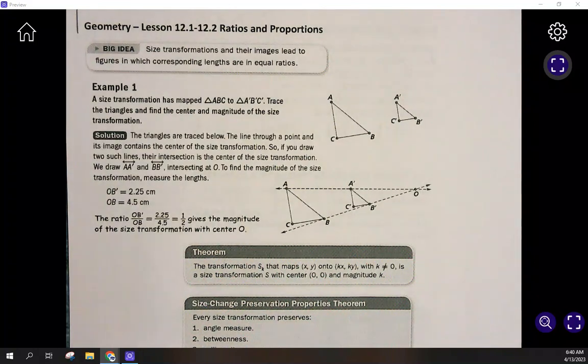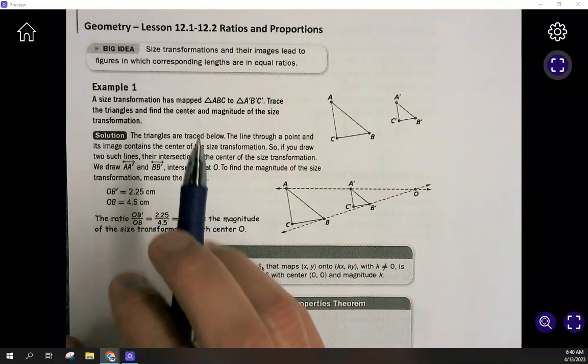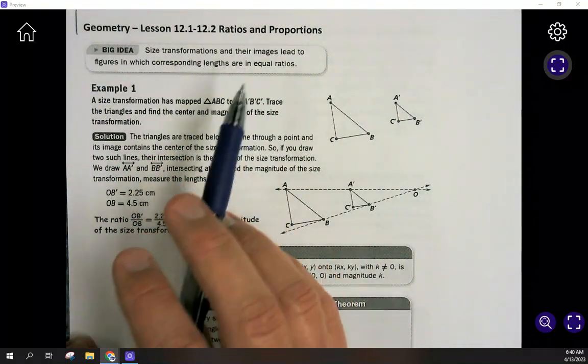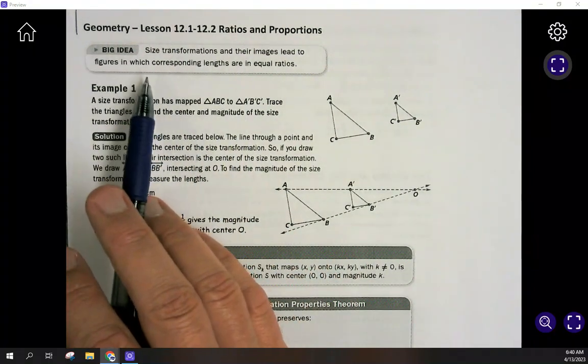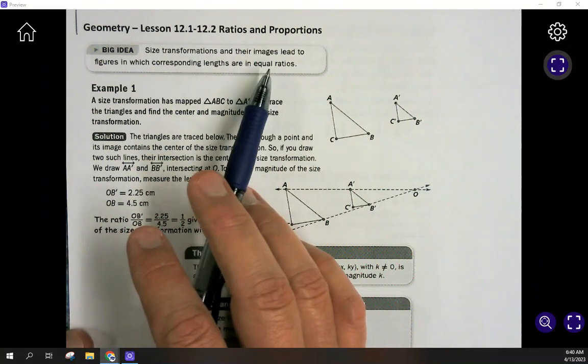This is geometry lessons 12.1 and 12.2. So we're mainly going to be focused on ratios and proportions, but 12.1 talks about some size transformations, which we've looked at before, and how the two are going to relate. So the big idea says size transformations and their images lead to figures in which corresponding lengths are in equal ratios.